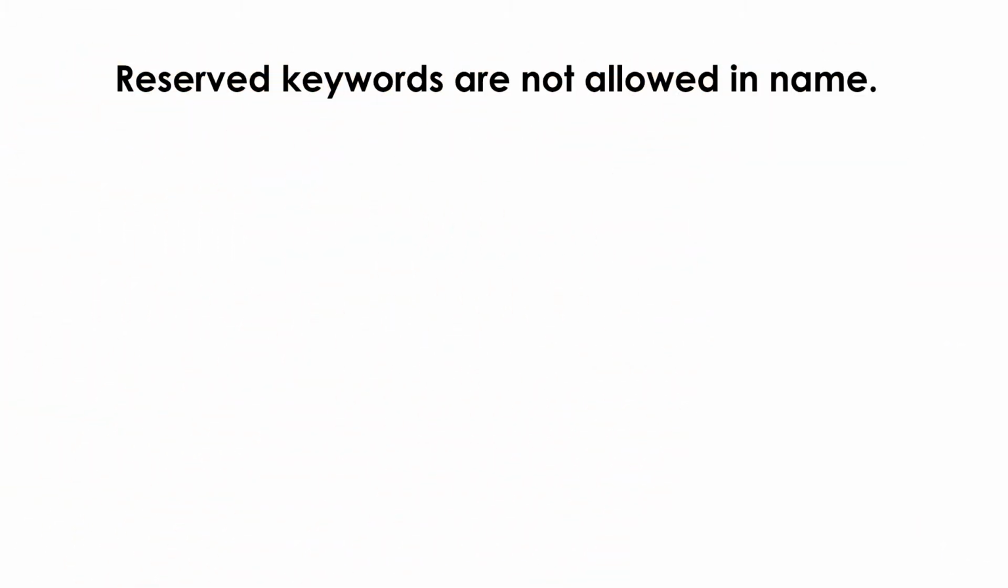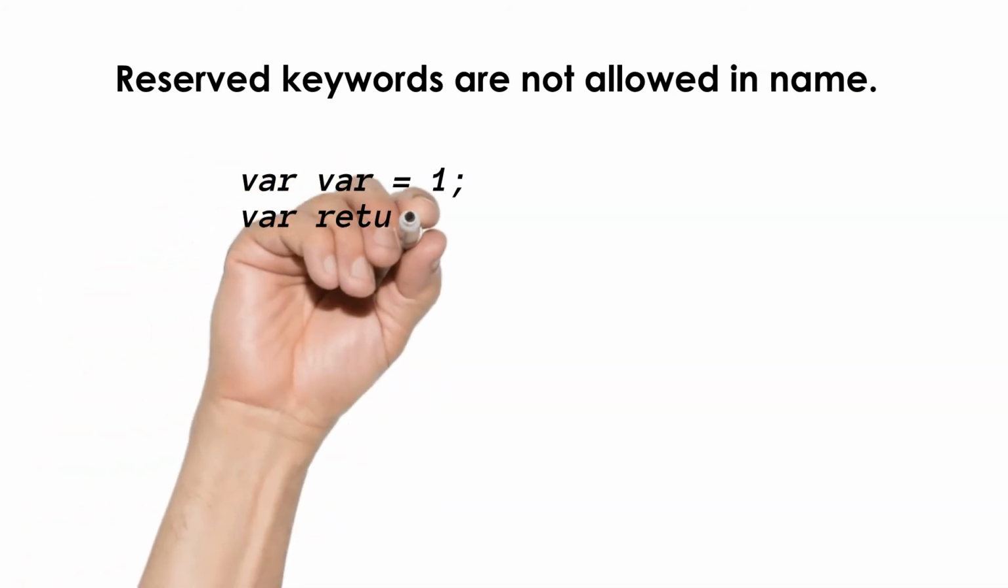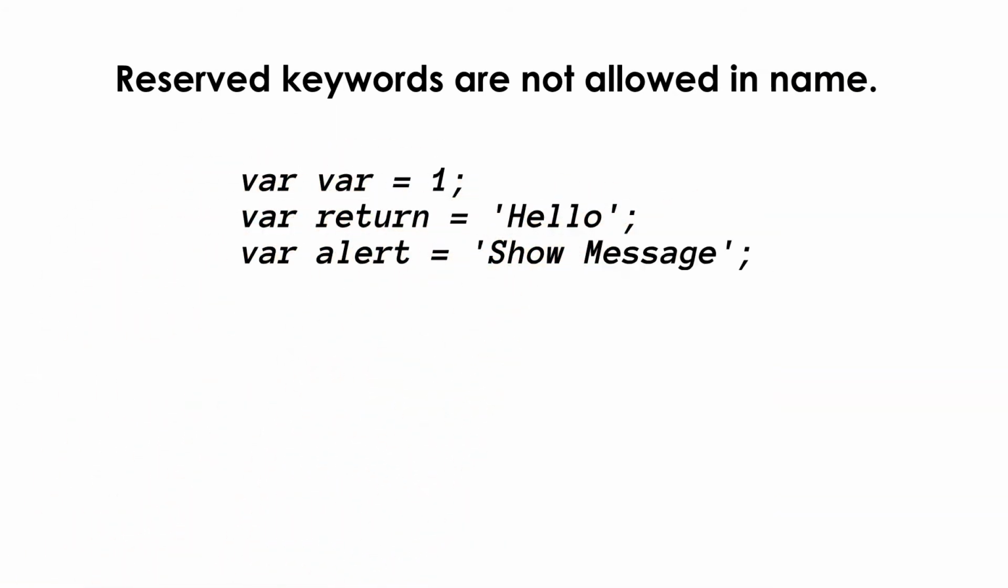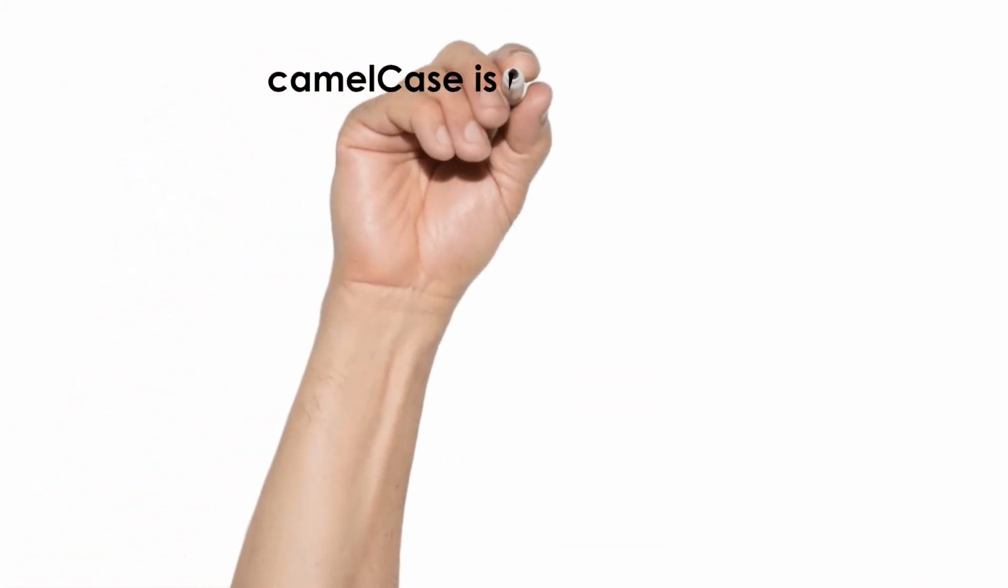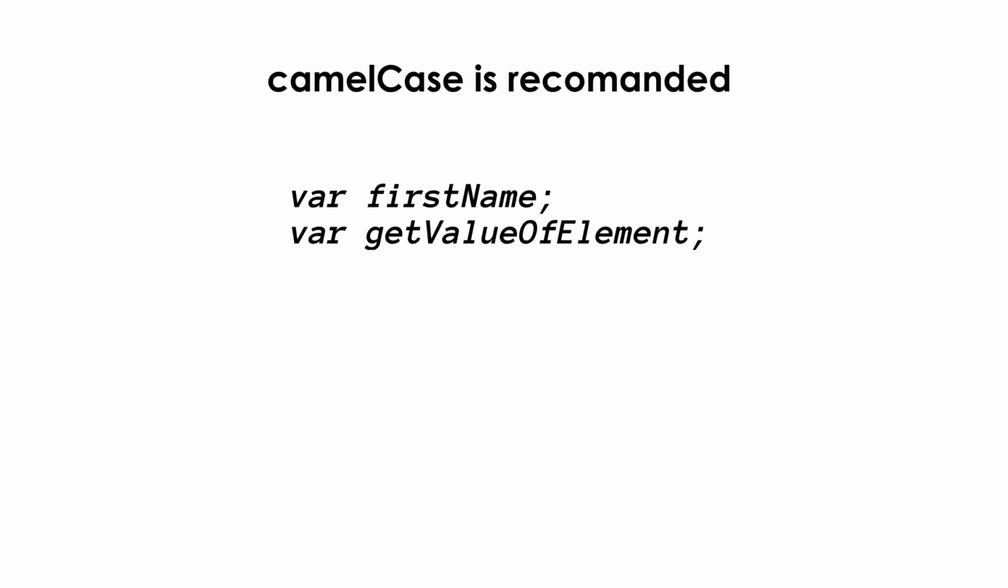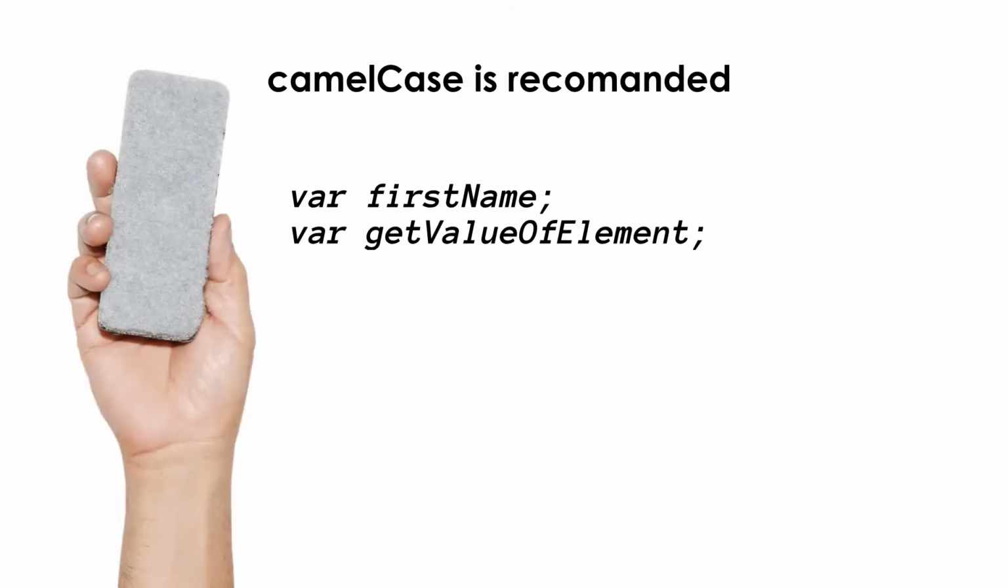Reserved keywords of JavaScript are not allowed in a variable name. Here are some examples. Try not to use keywords in your variable name. Using camel case in your variable name is a good practice. Just make sure the first letter of each word is capital except the first word, and it makes your variable more readable.